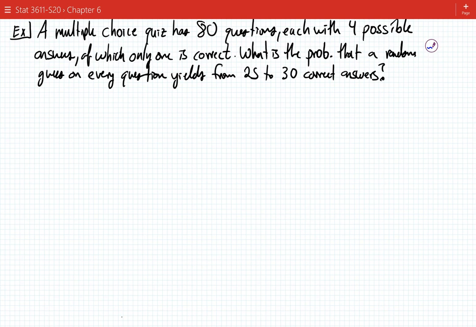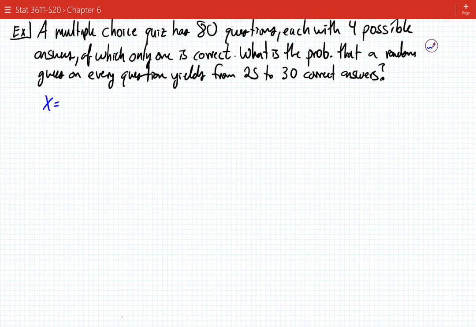So basically, you have a test, maybe you have a bubble sheet to fill in, A, B, C, or D, and the idea is you don't even look at the questions, you just fill in random answers, and we're trying to calculate that probability. So let's go ahead and set this up here.